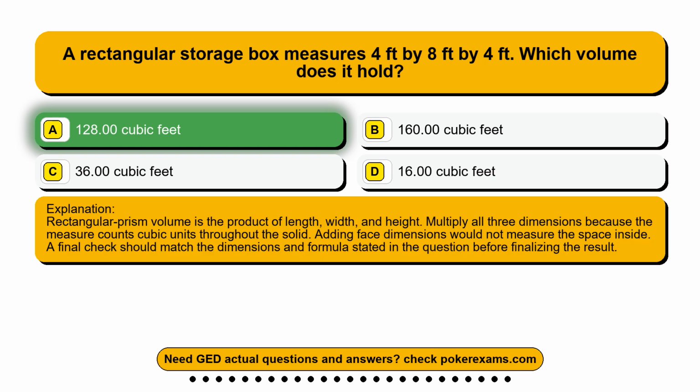Rectangular prism volume is the product of length, width, and height. Multiply all three dimensions because the measure counts cubic units throughout the solid. Adding face dimensions would not measure the space inside. A final check should match the dimensions and formula stated in the question before finalizing the result.